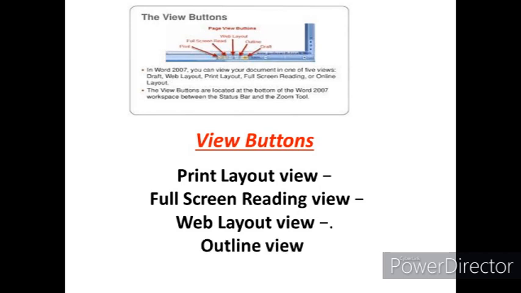Next is outline view. This view shows the different levels of headings, like titles, in your document. Each heading in this view is shown by symbols. Next is draft view. This view displays just the text in your document without margins or page breaks and other elements. For example, header and footer are not shown.